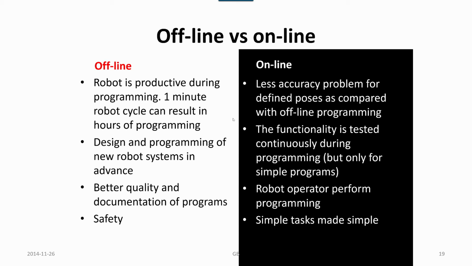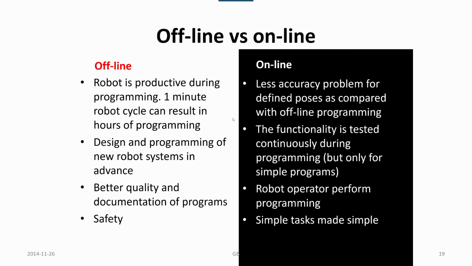Usually we get a better quality and documentation of programs. We can reuse what we've done before in a better way. And of course, we can also try out different aspects related to safety without any injuries, because that is only in the virtual world, so to say. As for online, we have a less accuracy problem for defined processes as compared with offline programming. In principle, what you see is what you get, so to say. We have the real system, we do programming on the real system, and actually we drive the robot to whatever pose and target we are aiming at.